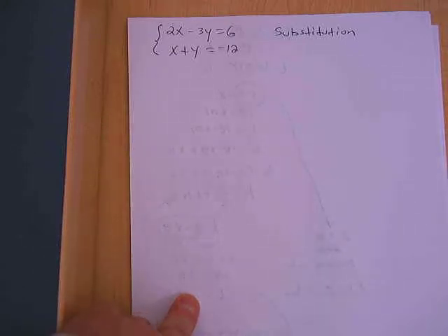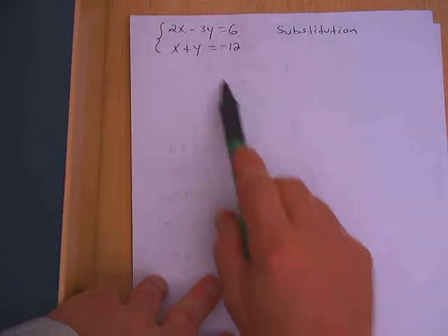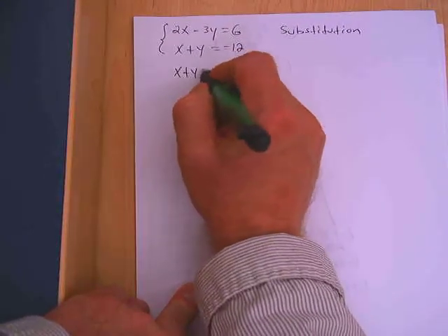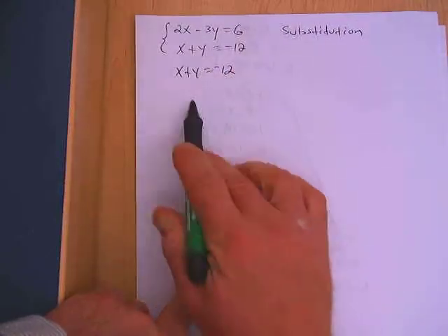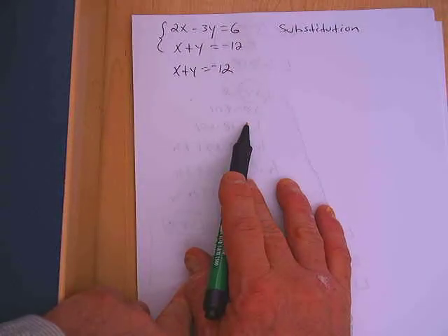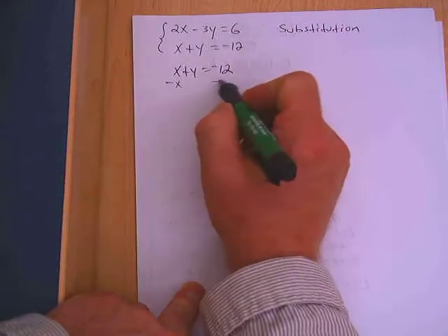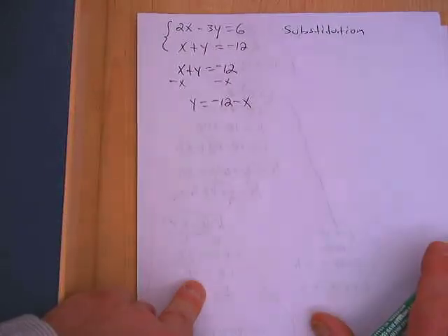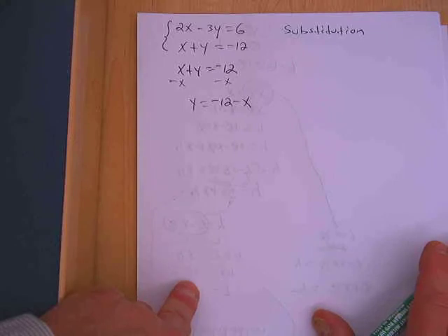The variable has a coefficient of 1. So someone said let's solve for y. We can do that. How are we going to solve for y in this equation? Subtract x. So y equals negative 12 minus x.